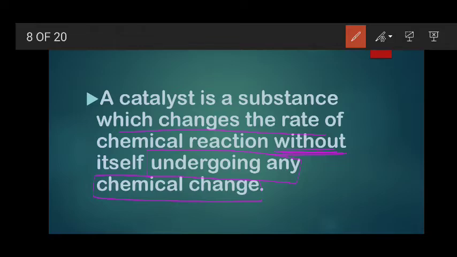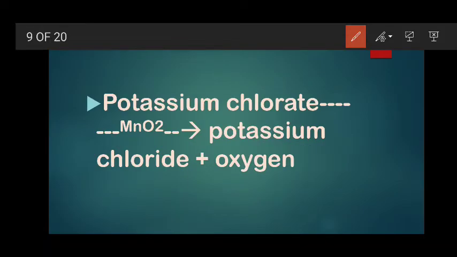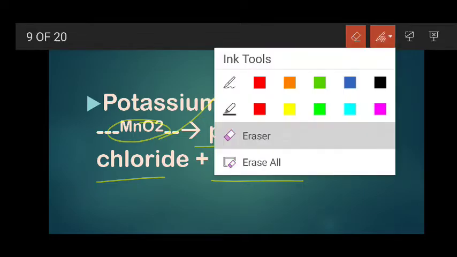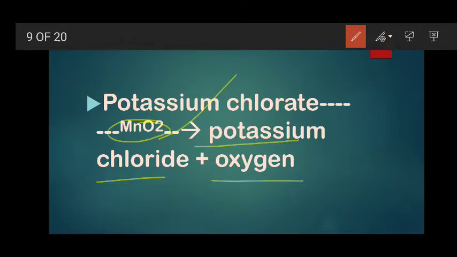Like when potassium chlorate is heated, manganese dioxide acts as a catalyst. When potassium chlorate is heated, it decomposes into potassium chloride and oxygen. Clear? Here manganese dioxide acts as a catalyst. It helps to increase the rate of reaction, but it does not take part in the chemical reaction. So always remember that catalysts do not take part in the chemical reaction. They only help to speed up or slow down chemical reactions.